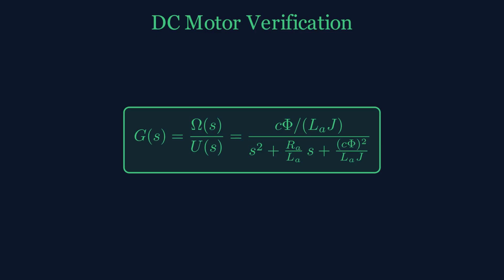After computing the inverse and multiplying through, we obtain G(s) equals C phi f over La J divided by s squared plus Ra over La times s plus C phi f squared over La J. This matches exactly what we derived in lesson 14 using block diagram simplification.